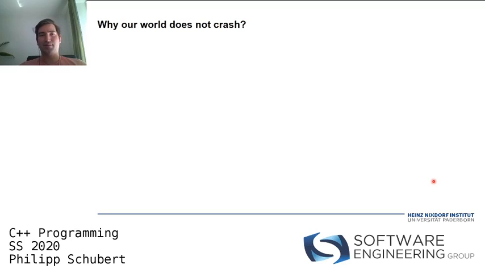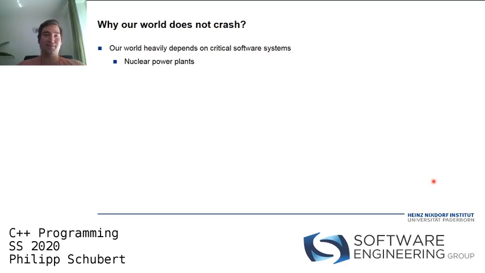So why does our world not crash? I mean, that's a good question that you can ask. So our world today really heavily depends on critical software systems. I mean, we have nuclear power plants which are controlled somehow using software. We have airplanes, and yeah, I guess you also wish that an airplane and the autopilot and all those computer systems work correctly before you board the airplane.